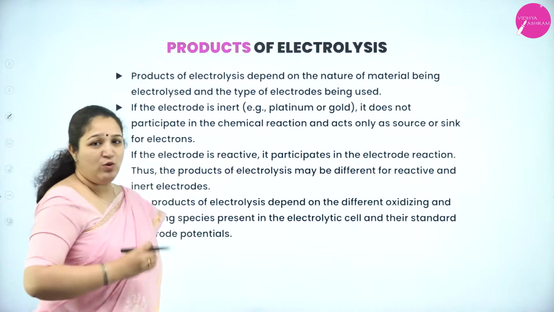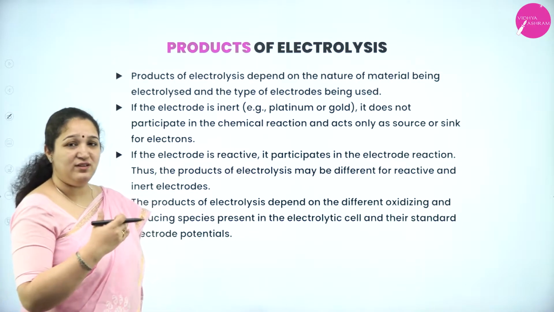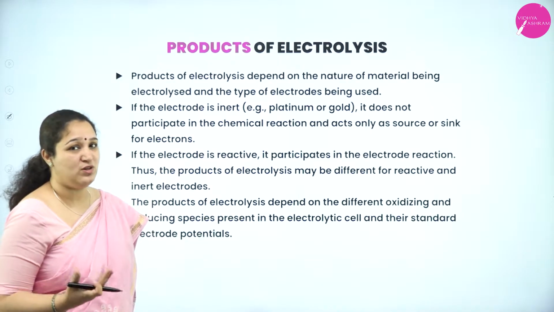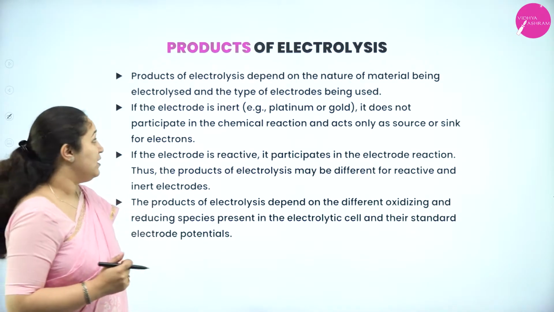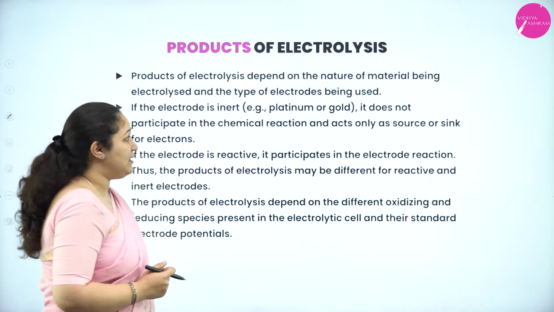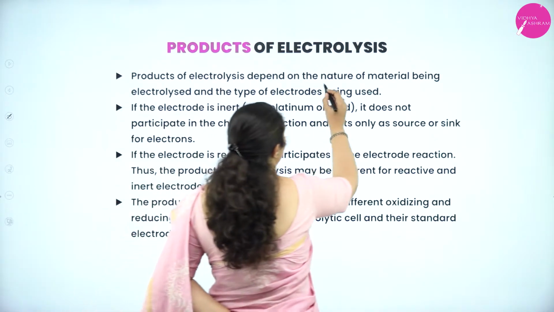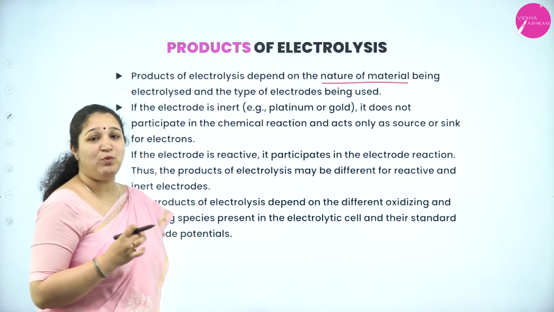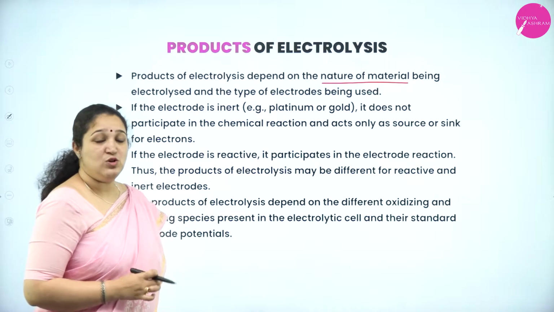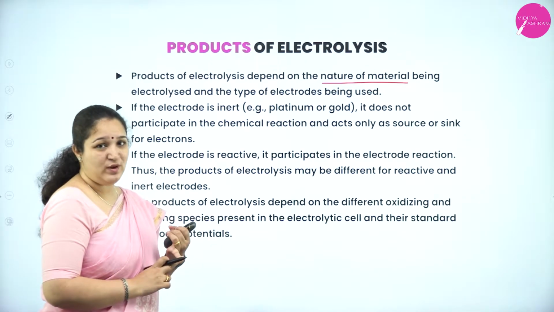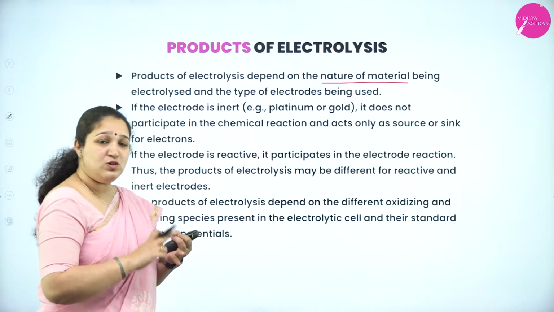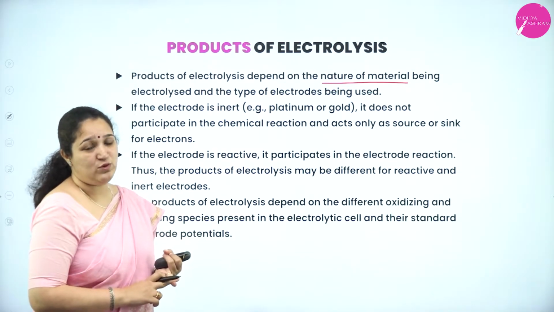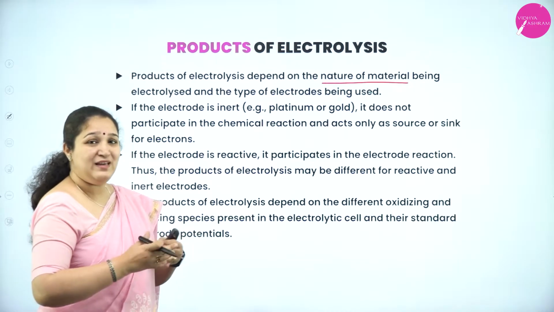So before I go into examples, generally I will tell what are the conditions which can change the products of electrolysis. So the first, product of electrolysis depends on nature of the material being electrolyzed and the type of electrode used. So what is the solution which is undergoing electrolysis, and also what is the type of the electrode what we have used will vary the product.